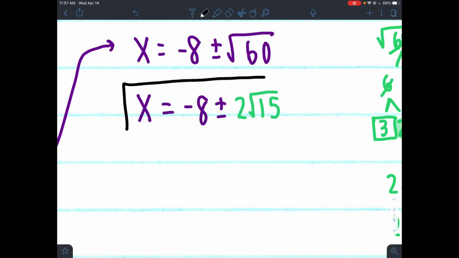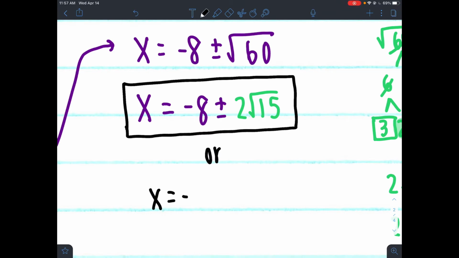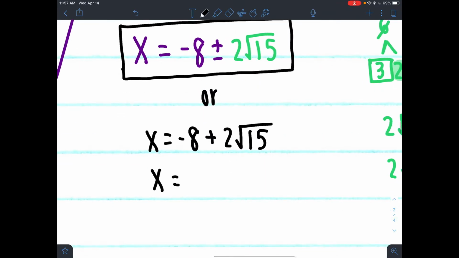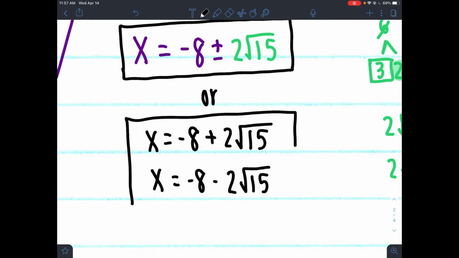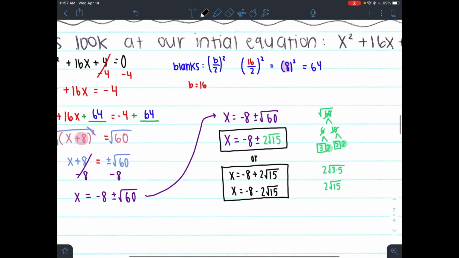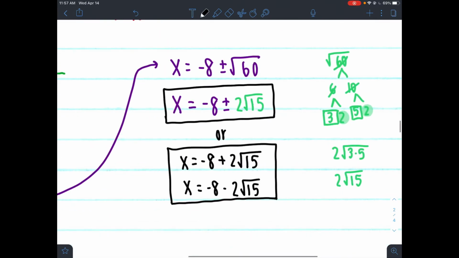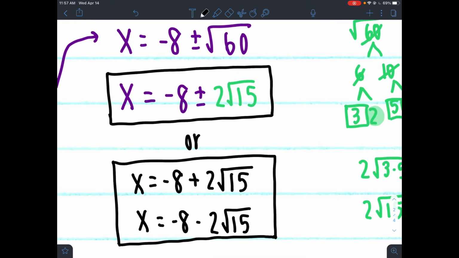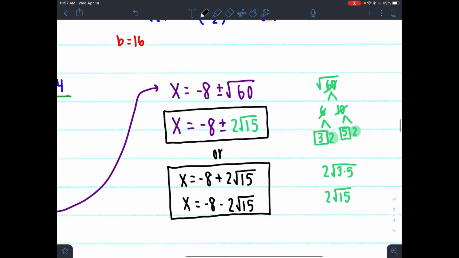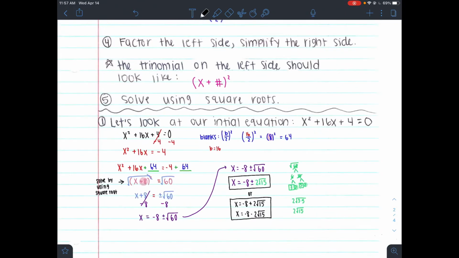So you can leave it as this, or the other way to write your answer, you could write it as x equals negative 8 plus 2 square root of 15, and x equals negative 8 minus 2 square root of 15. So you can split up the signs if you want to as well, but you don't have to. Sometimes it's more work. And remember, you don't keep going here because you do have a square root left over, so you do not have to split and simplify. If you have only whole numbers left, you split, and you'll see that in a few problems later on.